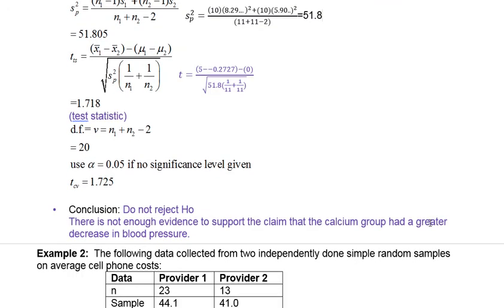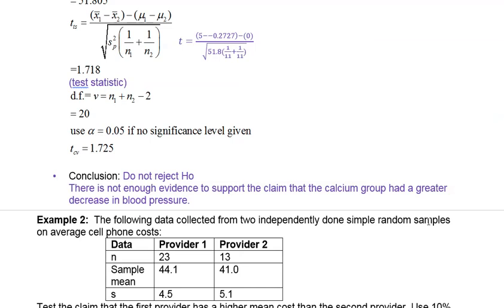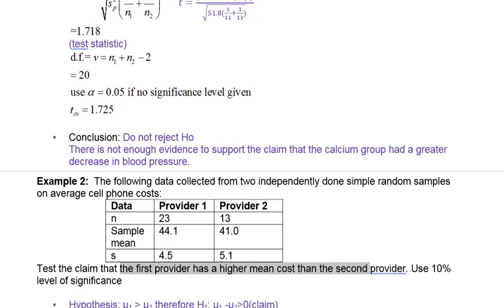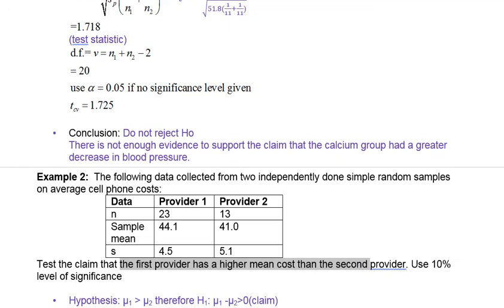Second example, cell phone costs with different providers. So we have two independent random samples. We're given the summary data, so we don't have to calculate them this time. Again, I'm going to suggest try doing this question on your own. Pause the video and continue when you've given it a try. So again, we've got test the claim, and then we've got the claim. The first provider has a higher mean cost than the second. So we're looking at a greater than claim, so right-tailed again.